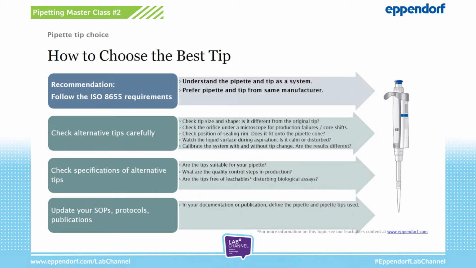If you have the possibility in-house, calibrate the system with and without tip change and look, are the pipetting results the same? Also look at the specification and certificates of the tips. They provide very important information about the quality control, the steps during the production, or possible leachables that can interfere with your assays. Although the updated ISO 8655 now requires the tip manufacturers to prove that their tips meet the system requirement, take a critical look at the tips. Also, don't forget to mention the tip type and update your SOPs, protocols, or even publications in progress to show that pipette and tip are used as a system.